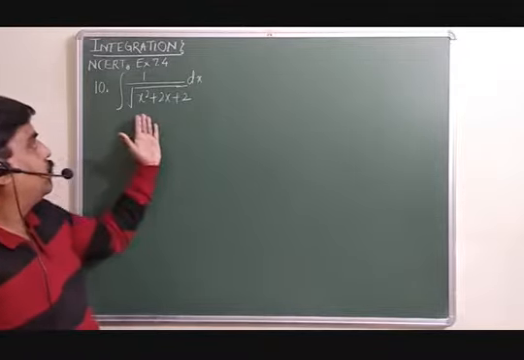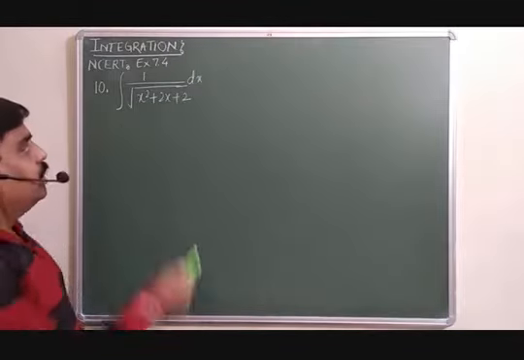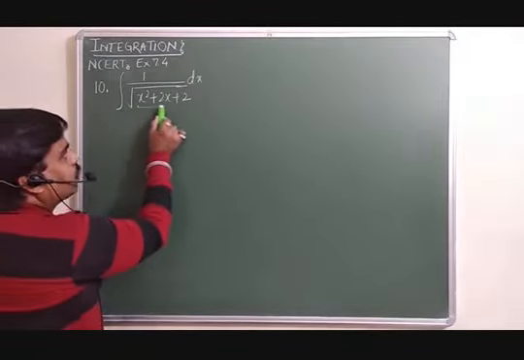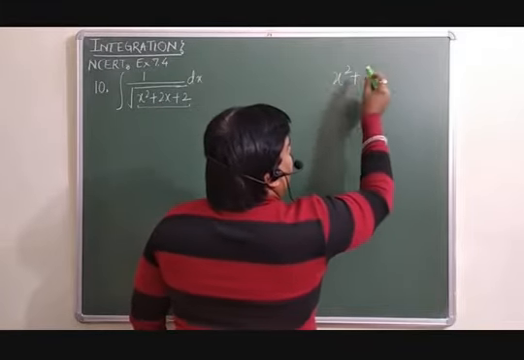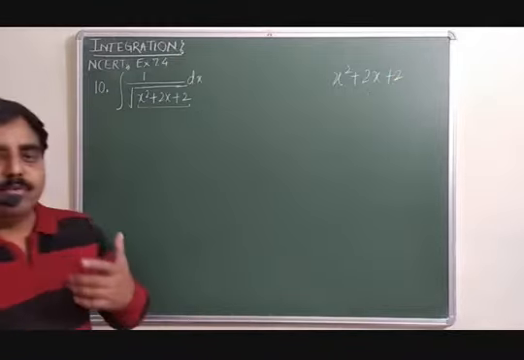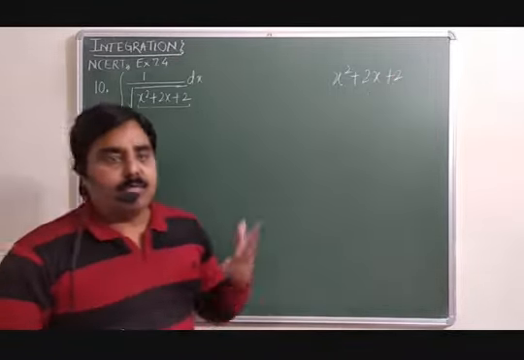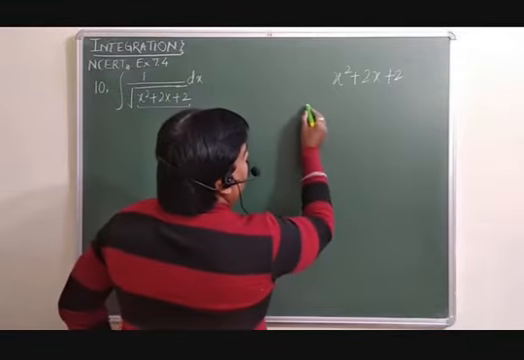Now this is question number 10, 1 over under root x square plus 2x plus 2. So the problem here is, you are supposed to change this x square plus 2x plus 2 into the form of a plus b whole square, or a square minus b square, you are supposed to make it a perfect square. So how can you make it? See, look at here now.